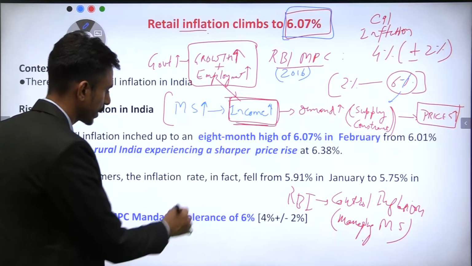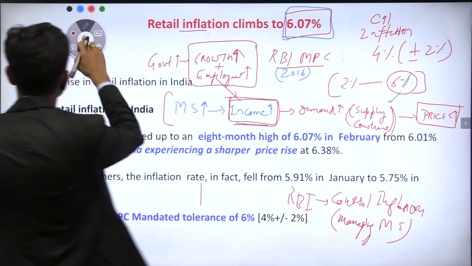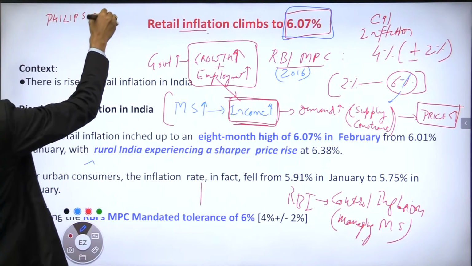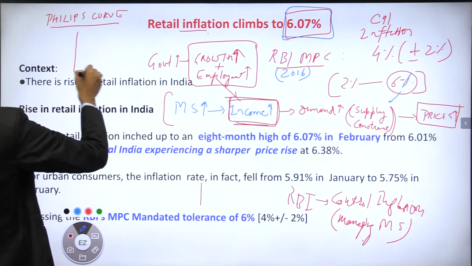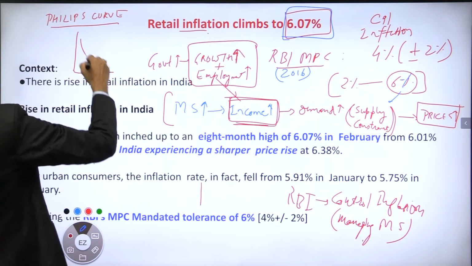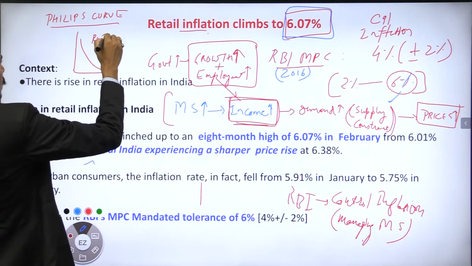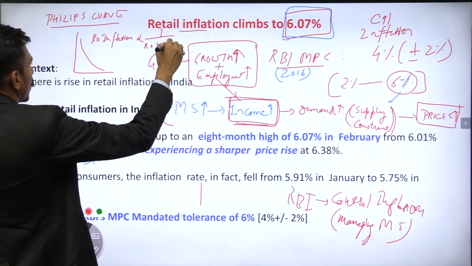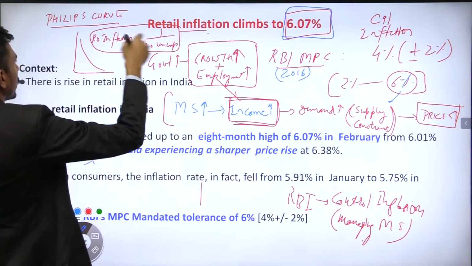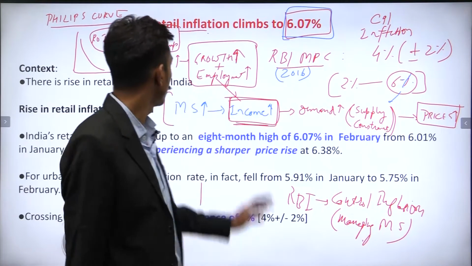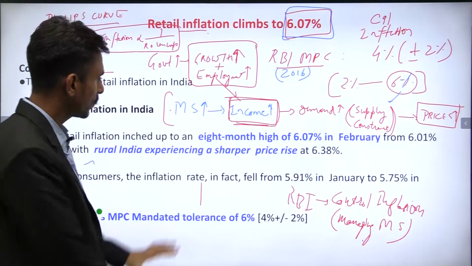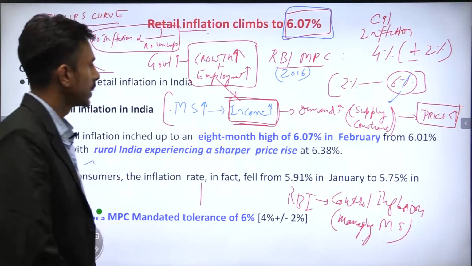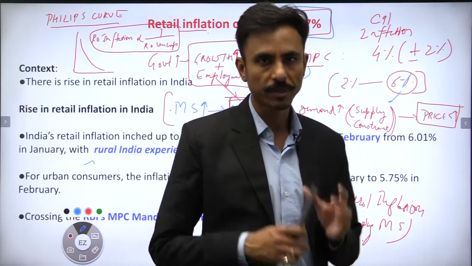And this fight between RBI and the government is illustrated through something called the Phillips curve, right, where it says that the rate of inflation is inversely proportional to the rate of unemployment. That means the more the unemployment, the less the inflation, right? So therefore there is a trade-off between the RBI and the government, and there is a fight between the RBI and the government, right? In any case, we have understood the concept of inflation.